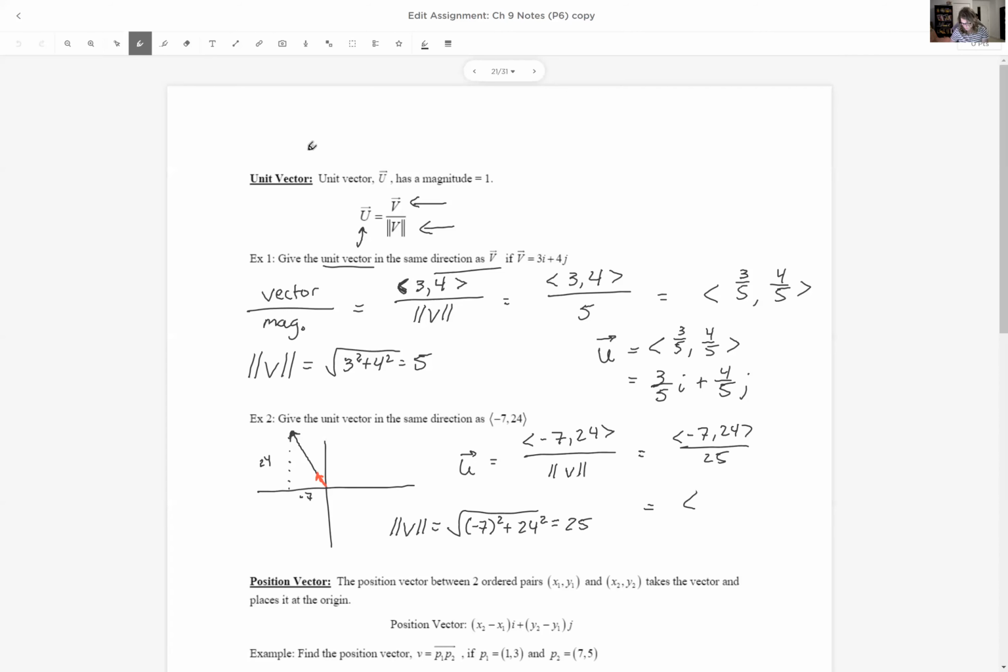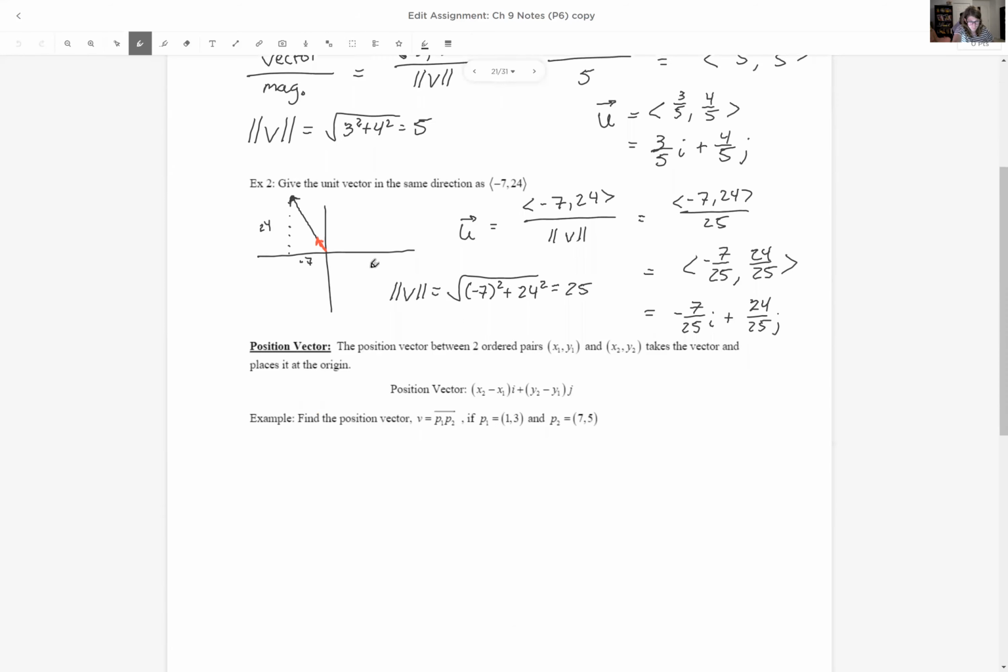So our unit vector will look like -7/25, 24/25. And again, if you like the i's and j's, that would be -7/25 i plus 24/25 j. A vector going in the same direction has a much smaller length in this particular problem.